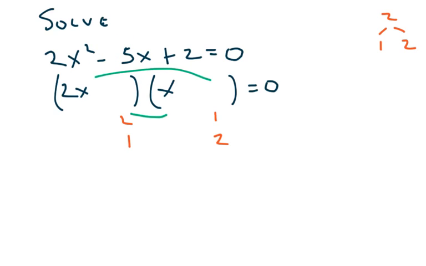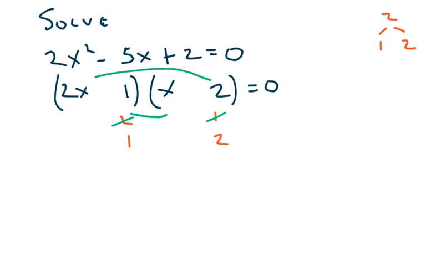So it looks like that 2 and 1 are incorrect. Let's now try the 1 and the 2. I'm now going to have a 2x multiplied by a 2 is a 4x, and a 1 multiplied by an x is 1x. 4x and 1x is 5x. So these are my numbers. I'm going to have a 1 here and a 2 here.